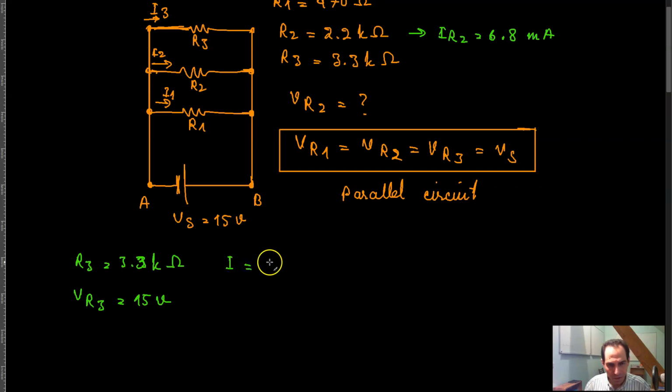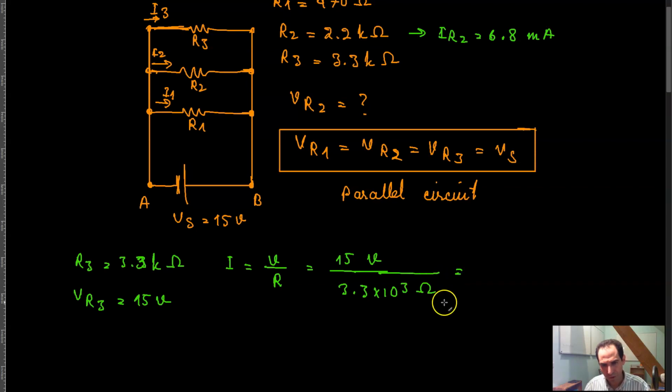So that means that I is equal to V over R. That would be equal to 15 volts divided by 3.3 times 10 raised to the power 3 ohms. 15 divided by 3.3 is about 4.5, so 4.5 times 10 raised to the power negative 3 amps, which is the same thing as 4.5 milliamps. So I of R3 is equal to 4.5 milliamps.